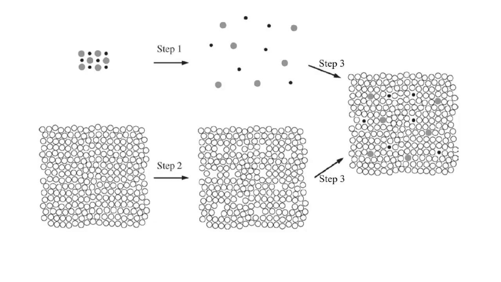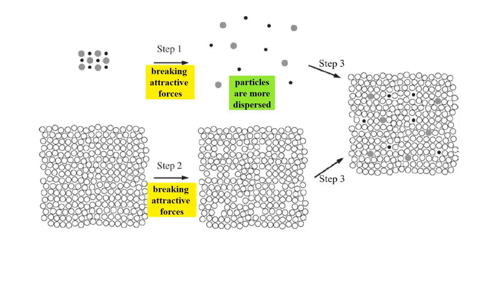So step 1 involves breaking the attractive forces between the particles of solid. And so when that occurs, the particles are more dispersed. So breaking attractive forces is an endothermic process. That's a positive delta H. And when the particles are more dispersed, the entropy increases, and so that's a positive delta S. In step 2, you're also breaking some of the attractive forces between the molecules of the solvent. The particles are slightly more dispersed. Again, an increase in entropy, so positive delta H, positive delta S.